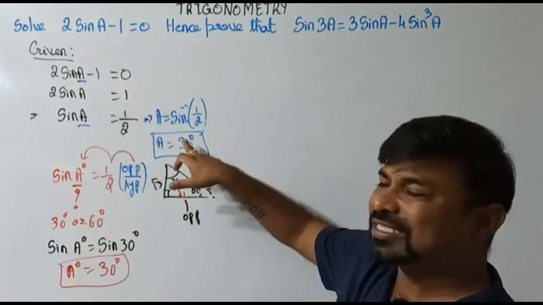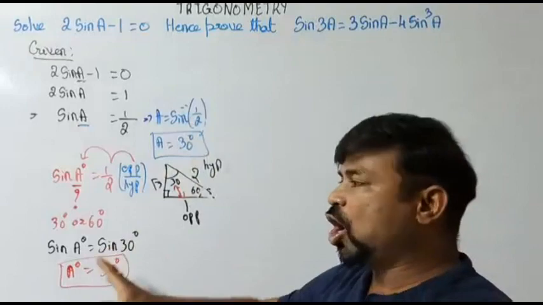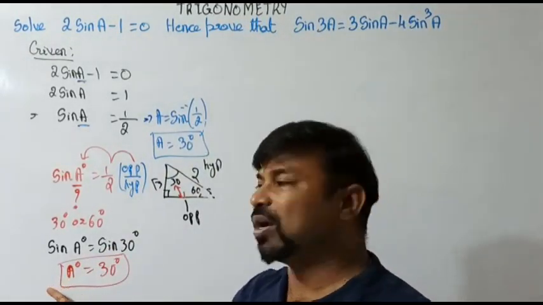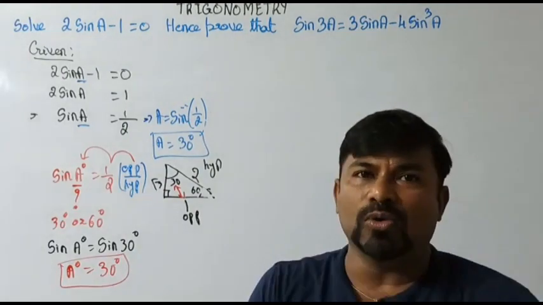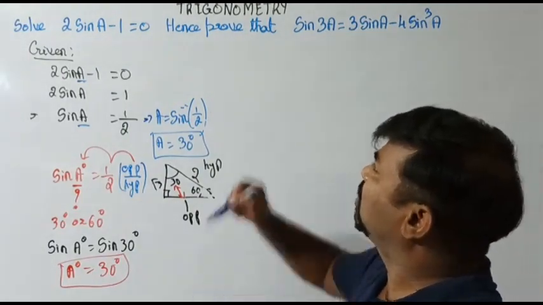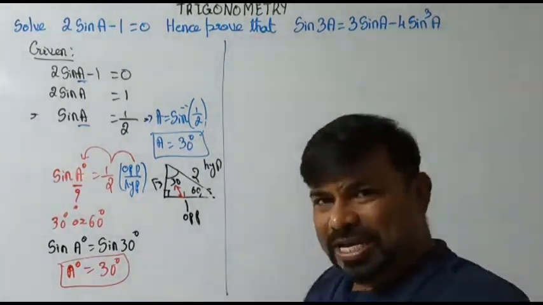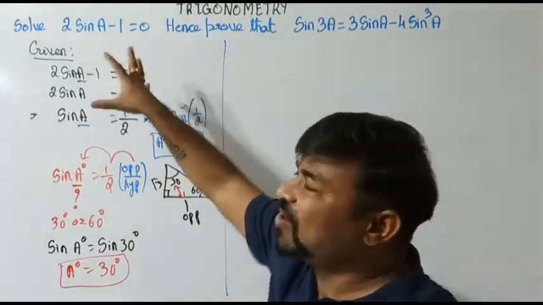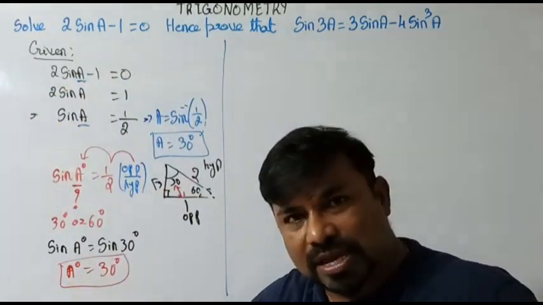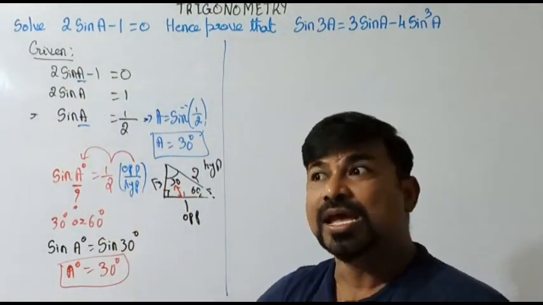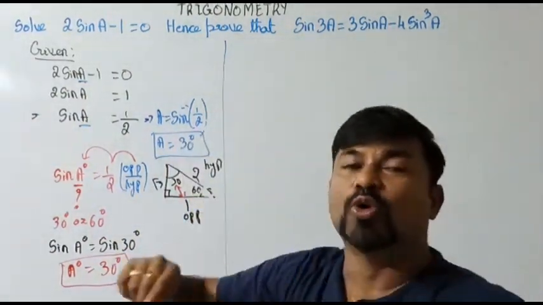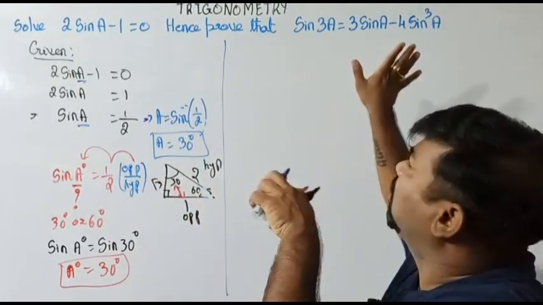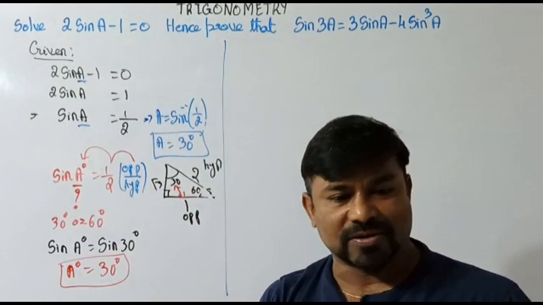If you use inverse trigonometry, we go from here. But if you go for basic trigonometry, in this way we got A is equal to 30 degrees. We are done with that. So what is he asking? He is asking us to prove this. After solving for angle A, now plug it in and prove whether this formula is right. It may be any formula. Here I have taken an example; we can take any other formula.